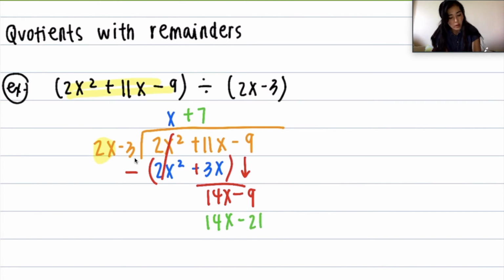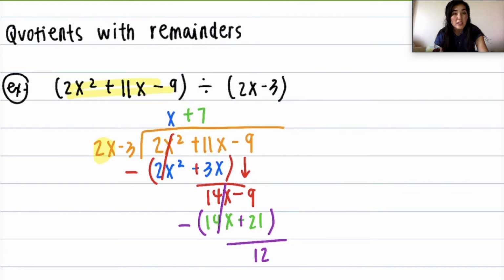All right, be cautious here because, again, remember that we are going to be subtracting that whole second term here. So 14x minus 14x cancels. But then here it's going to be a negative 9 minus a negative 21. So that's going to actually become positive here. So what you're going to be left with here is 12, and that is going to be your remainder.